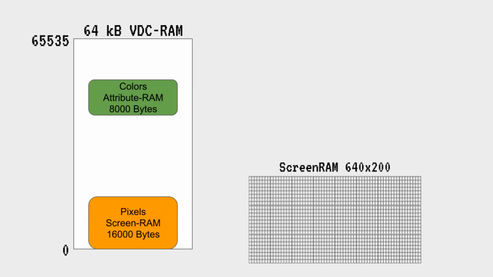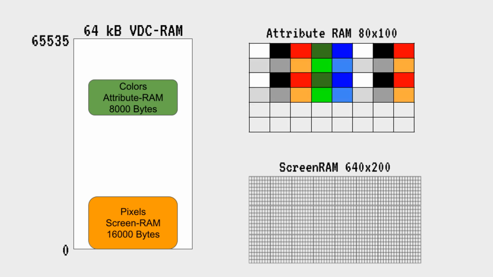This contains information about each single pixel on screen, whether the pixel should be displayed in foreground color or in background color, just that. And then we have attribute RAM. This contains the information what background color and foreground color actually means. Unfortunately, not per pixel, but only in an 8x2 pixel resolution.